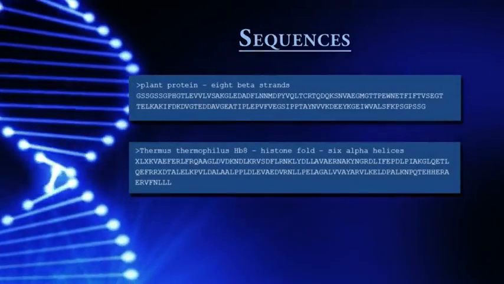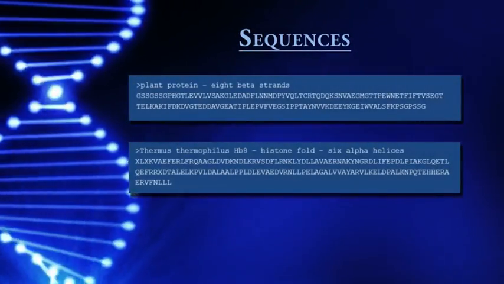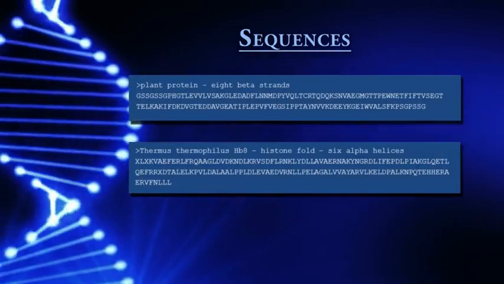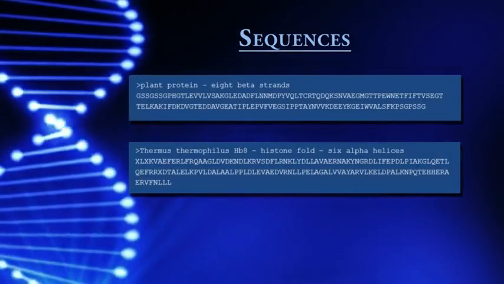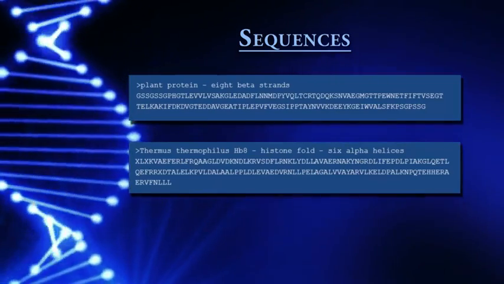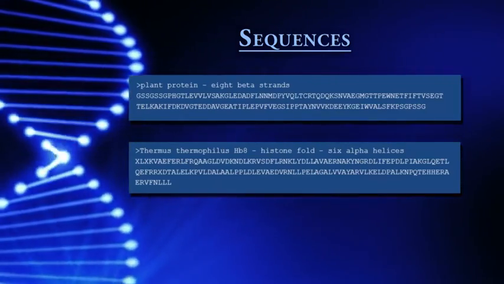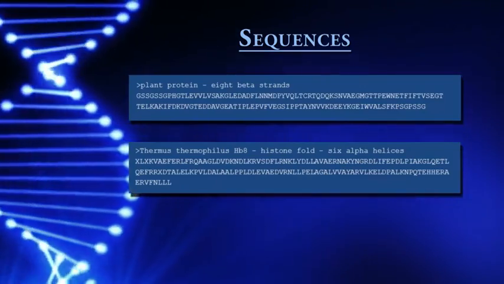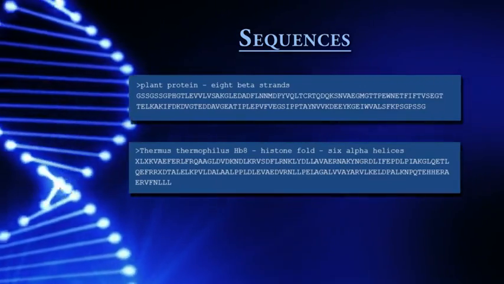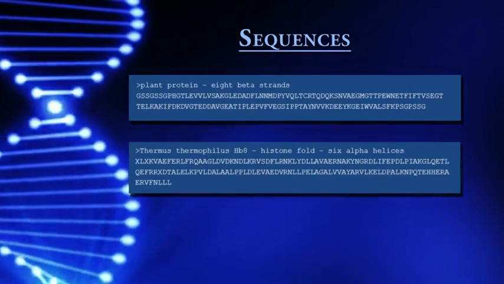Okay, so here are the sequences that we'll be using to basically test the algorithms. We're cheating a little bit. The typical goal of a secondary structure prediction is to take a completely unknown protein and predict where the secondary structure is, where the alpha helices are, where the beta strands are.